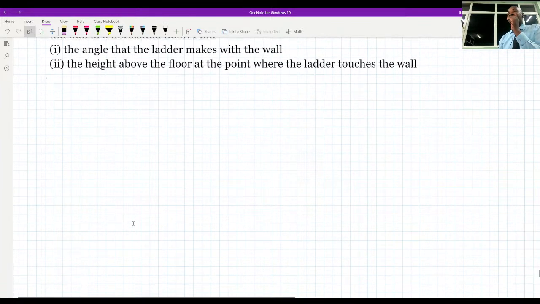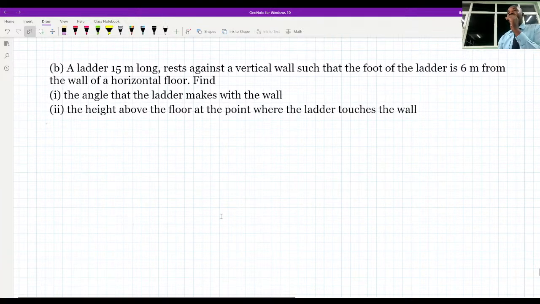So that is question number 9A. Jumping to the last question of our today's session, question number 9B. A ladder 15 meters long rests against a vertical wall such that the foot of the ladder is 6 meters from the wall on a horizontal floor. Find the angle that the ladder makes with the wall. And Roman 2, you're supposed to find the height above the floor at the top where the ladder touches the wall.